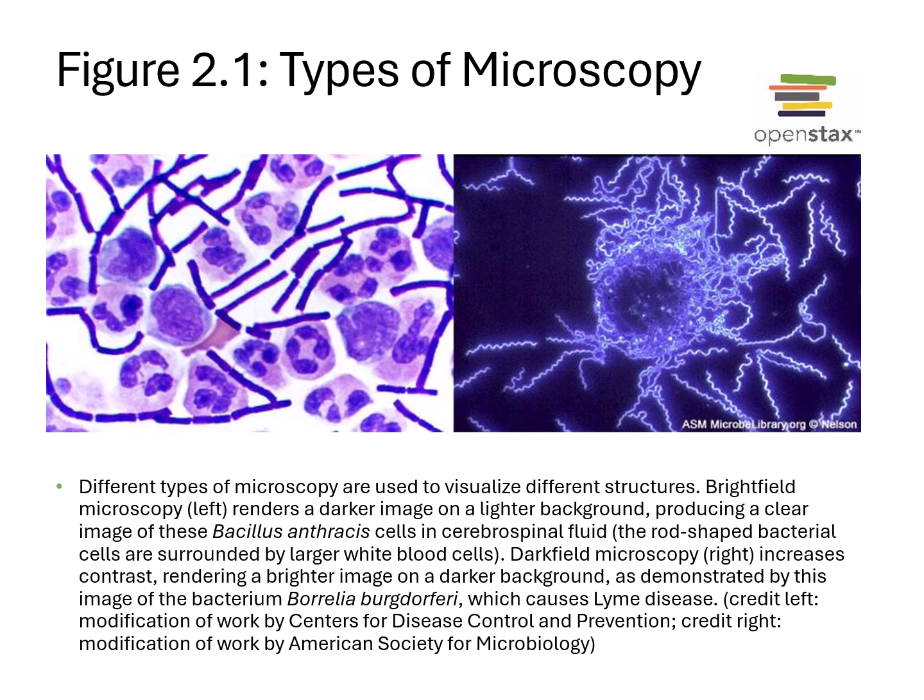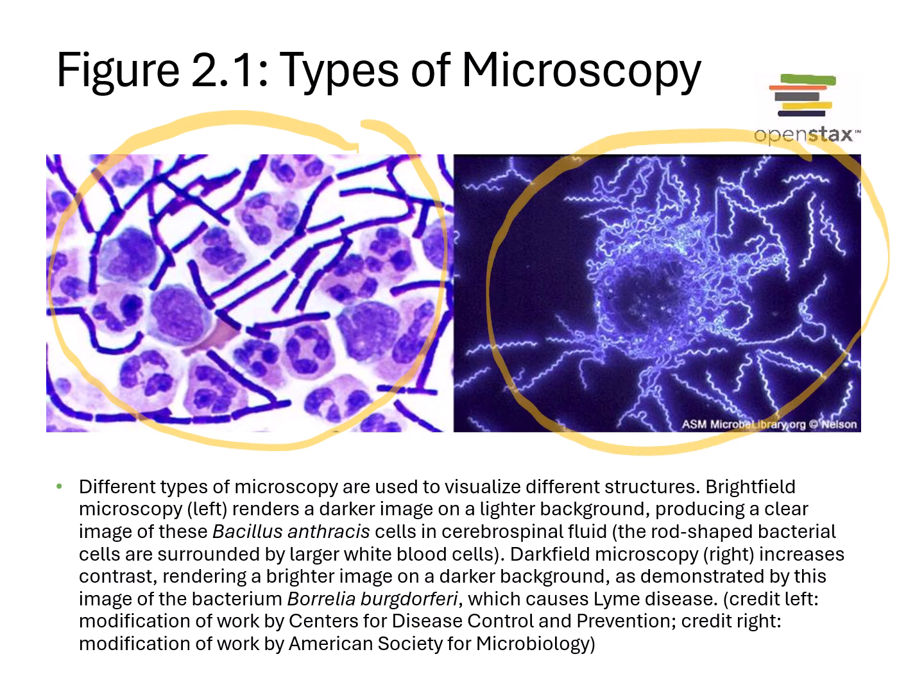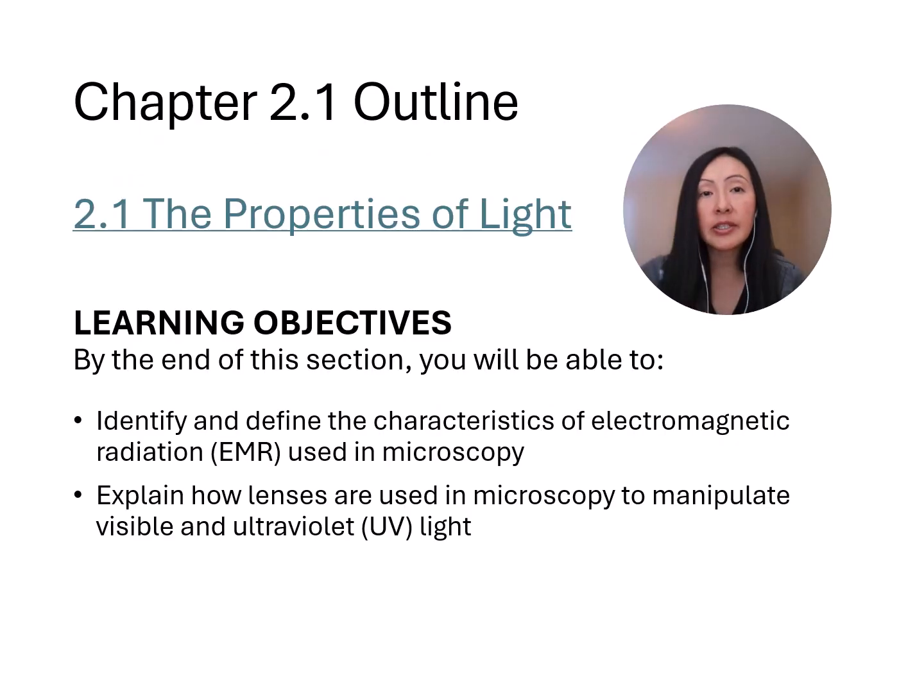The one you've probably encountered in your previous classes is bright field microscopy, where cells or the specimen is stained and the background is not stained. A new one that we're going to talk about later is dark field microscopy, where the specimen appears bright against a dark background. By the end of this section, we should be able to describe EMR, electromagnetic radiation, and also describe how lenses are used to manipulate light.